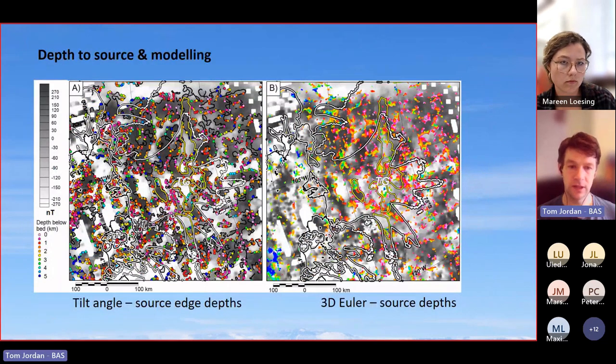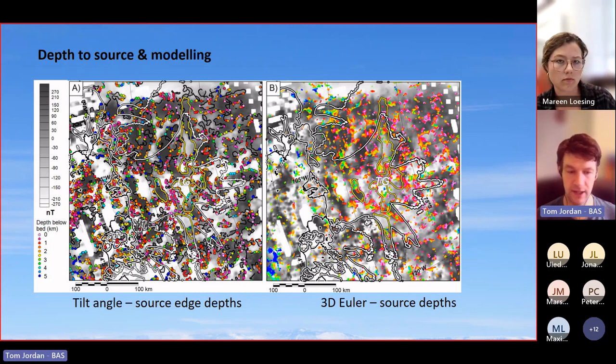Using the magnetic data, we can also do depth to source analysis. And we did two different varieties. We did a tilt angle, which shows up the source, the depth of the edges of the sources. And we did a 3D Euler analysis, which gives us a slightly more distributed view of the source depths. For magnetic depth to source, you have to make a lot of assumptions to do the calculations, and noise can drift into the data and blur the picture. So depth to source is only ever going to be a first approximation.